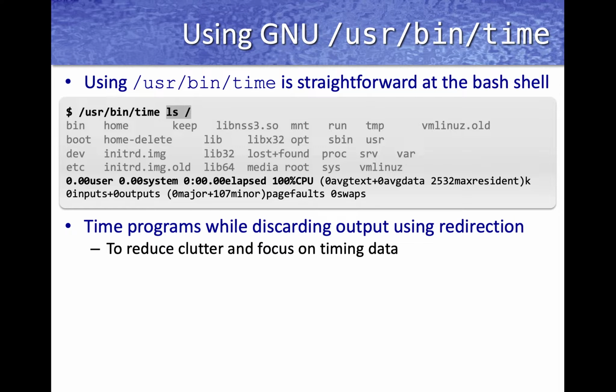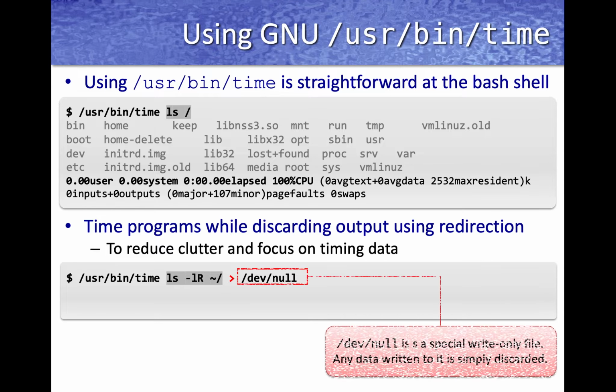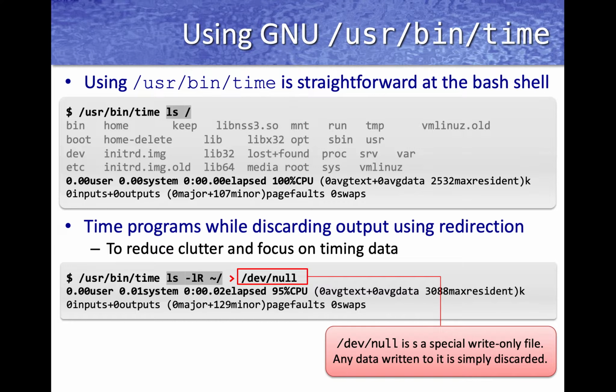You can also discard the output of the program using redirection. This is useful to reduce clutter or output from the program and focus on the timing data that is generated by /usr/bin/time. So in this case, you can run the command and simply redirect the output to /dev/null. The /dev/null is a special write-only file. This is created by the kernel, and any data that's written to it is simply discarded, so you will not see any output on screen. However, you will see the output from /usr/bin/time because it is written to standard error. So you will see the output, and you can now focus on the statistics that is generated by /usr/bin/time for analysis.